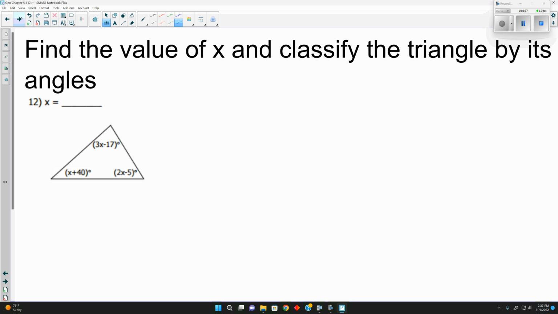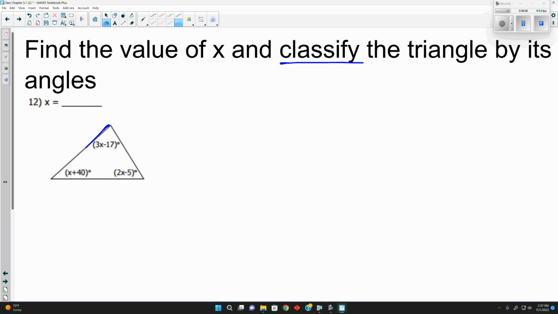Find the value of x and classify the triangle by its angle. So this one we'll need to classify it. If we're going to classify it, we'll have to plug it back in to see which one they are. If it just says classify, it'll classify the triangle by its angles and sides, or one or the other. If it says both, we need both. Here it just says angles, so we'll just need angles.